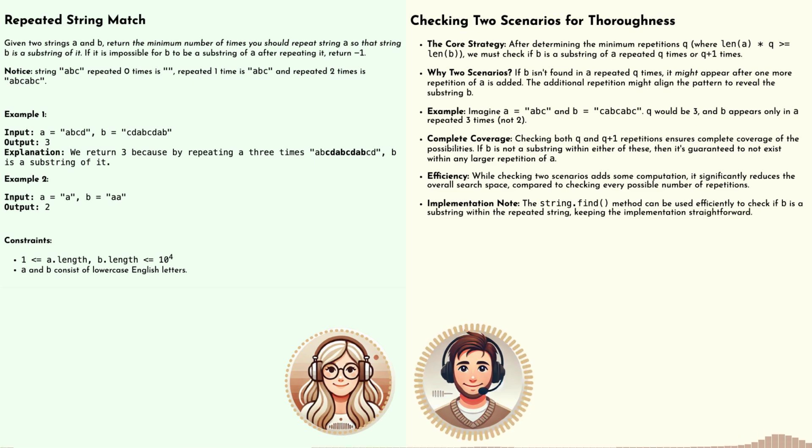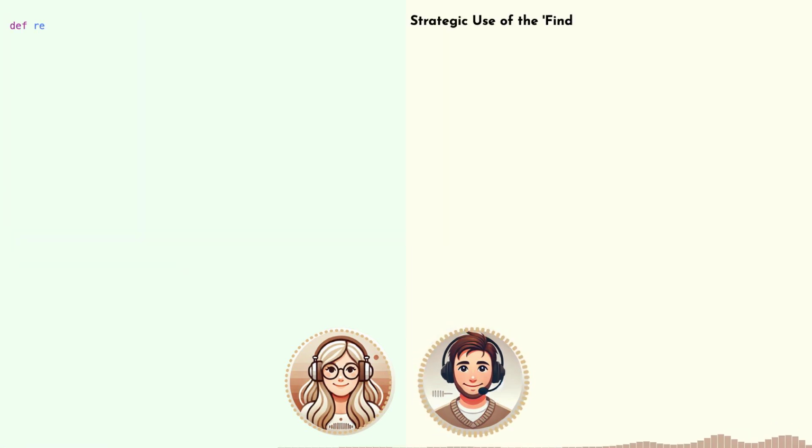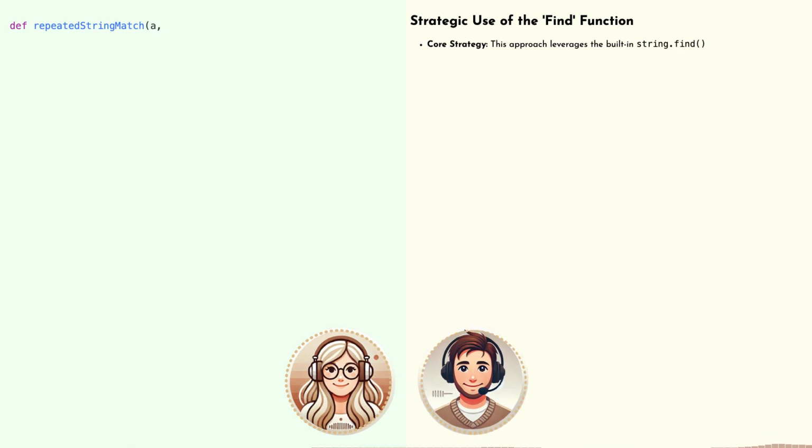Ah, I see. So even if we calculate the minimum repeats based on length, we've got to check 2 scenarios just to be safe. You got it. One with that minimum number and then another with 1 extra repetition just in case. Okay, that covers our bases. It's like a safety net, right? Yeah. We've narrowed it down from potentially infinite repeats to just 2 crucial checks.